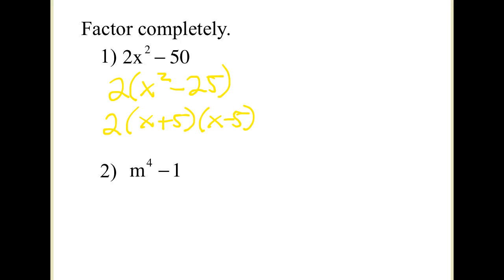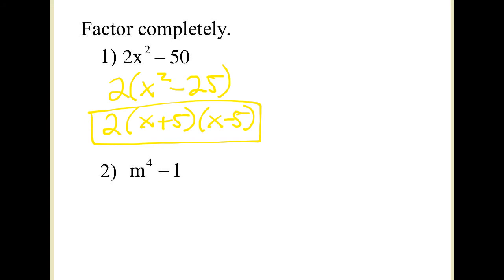So in number 1, it doesn't look like a difference of squares, but I do have a GCF of 2. So I'm going to divide out the 2. And now I'm left with x squared minus 25. What do you know? I'm left with a difference of squares. So I bring down the 2, and now I'm going to factor x squared minus 25, and I end up with x plus 5 times the quantity of x minus 5, and this is the final answer for factoring 2x squared minus 50.